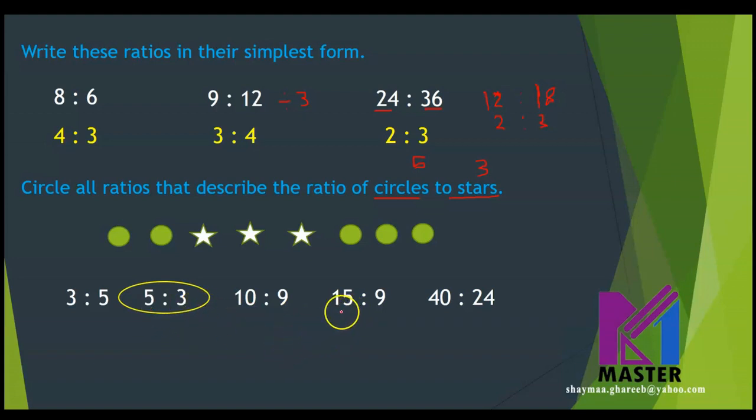Can you find here any equivalent ratio for the 5 to 3? Let's see. What about 15 to 9? If you simplify this 15 to 9 by dividing by 3, you will get 5 to 3. If we divided both numbers by 3, what about 40 to 24? I can divide both by 8. If I divided both numbers by 8 to find the simplest form, I will get 5 to 3. So this one also is equivalent to the ratio.